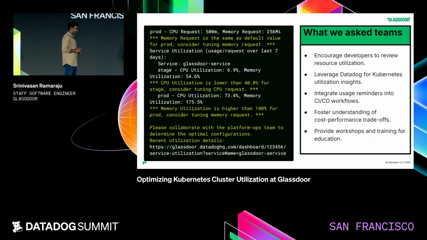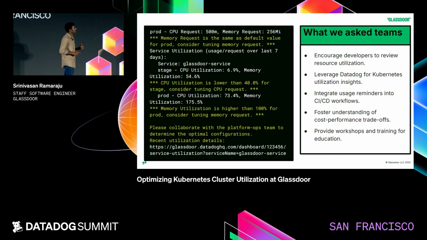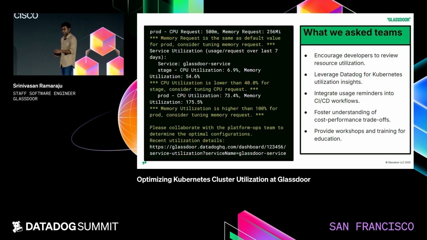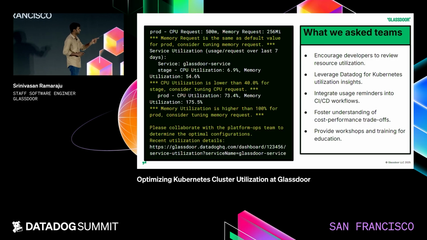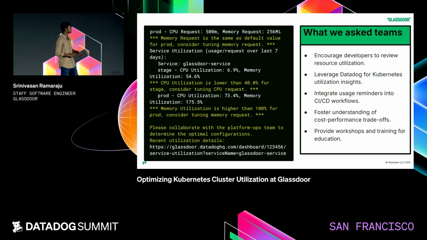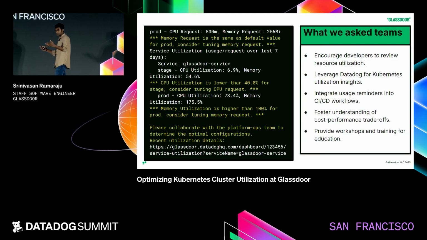So we started leveraging Datadog to see if we could showcase to our engineers how much their utilization looks like. That's when we partnered with our DevX team, who helped us introduce workflows within CI/CD that give reminders to our folks when they deploy, saying, hey, your utilization is 6.9%. You might want to consider tuning it. And we started nudging them towards dashboards in Datadog to see what their utilization looks like and where they have opportunities to improve.